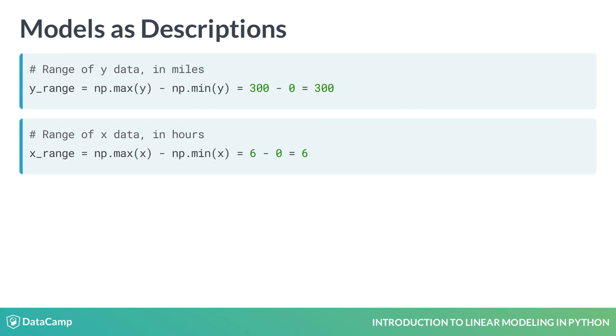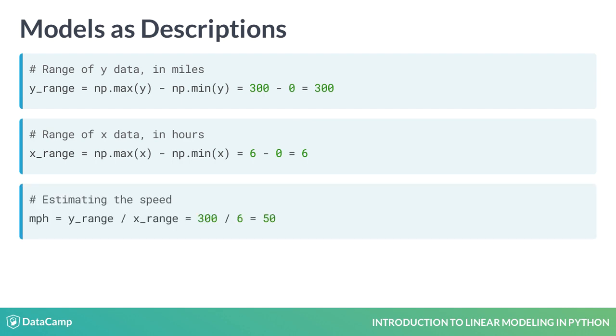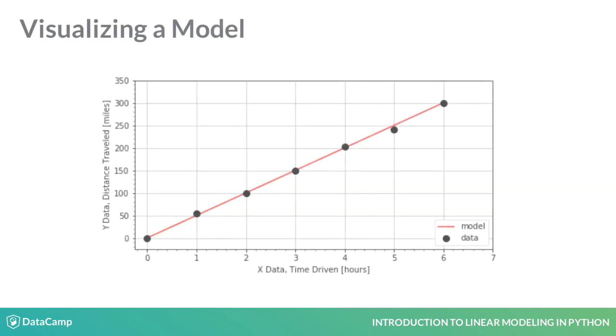Models can be as simple as describing your data. If you traveled 300 miles in 6 hours, you may have guessed that you traveled at 50 miles per hour. That's a form of modeling. You may have estimated the average speed of your trip by taking the ratio of the ranges of the distances and times. Here's what that descriptive model would look like if plotted with the data. Here the red line is the model, and the black dots are the data.